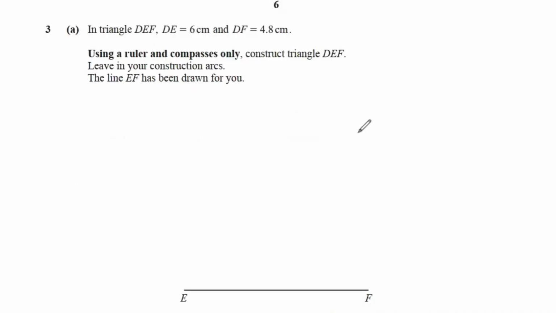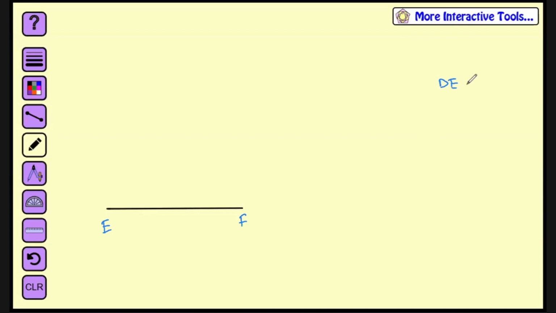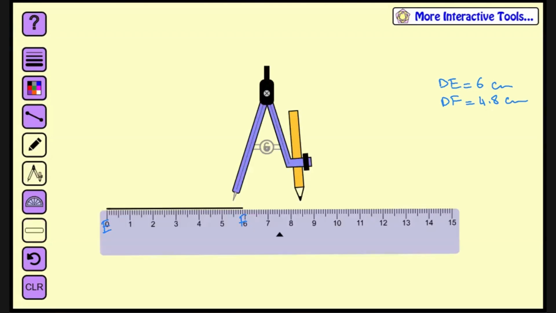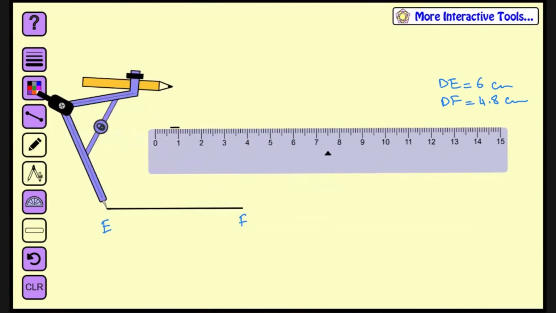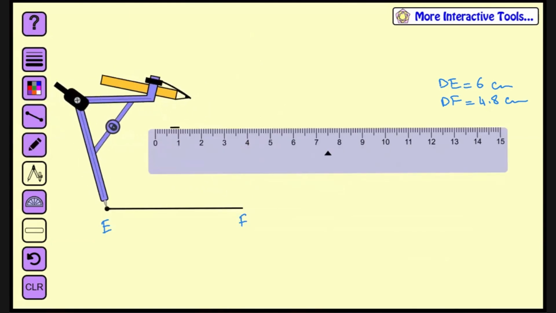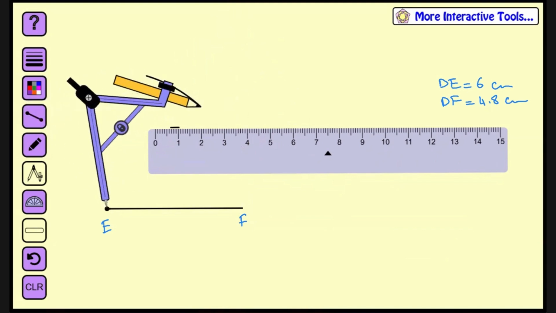Question 3 says in triangle DEF, DE is 6 centimeters, DF is 4.8 centimeters. Using a ruler and a compass only, construct triangle DEF. Leave your construction arcs. The line EF has been drawn for you. So we said that DE is 6 centimeters and DF is 4.8 centimeters. So now we open a compass to 6 centimeters and draw an arc at 6 centimeters from E. So this is one arc.